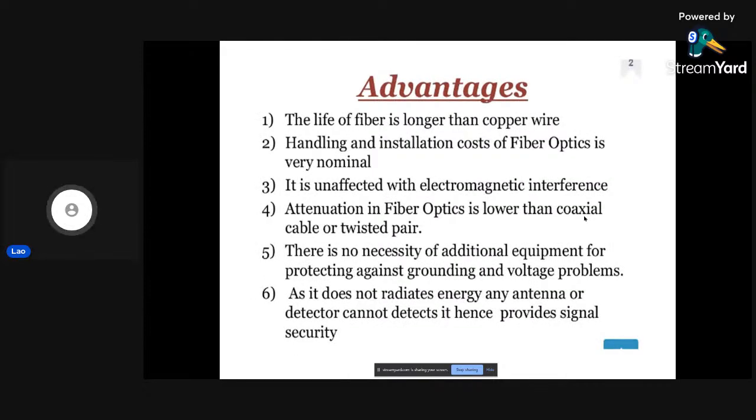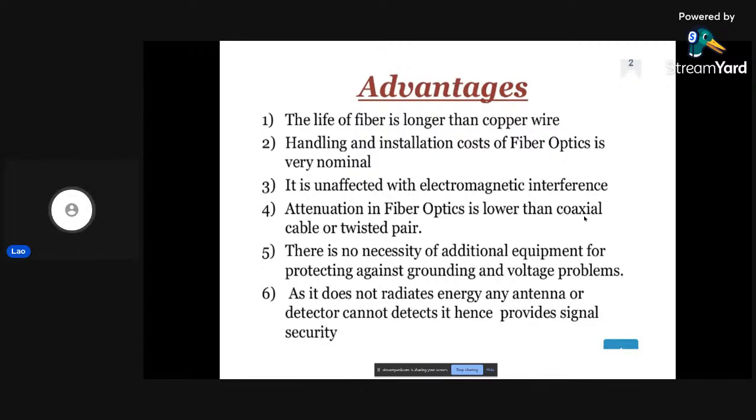So, may advantages and disadvantages din when it comes to using of fiber optics. So number one is the life of fiber is longer than copper wire if you're going to compare, okay? The number two, handling and installation cost of fiber optics is very nominal. Number three, it is unaffected with electromagnetic interference. Number four, anti-radiation in fiber optics lower than coaxial cable or twisted pair.